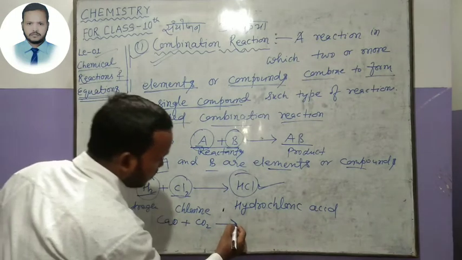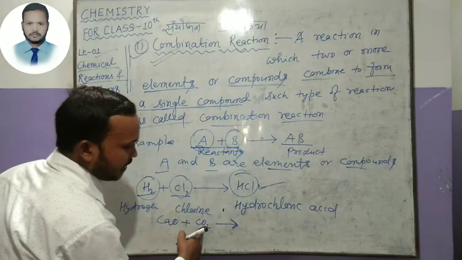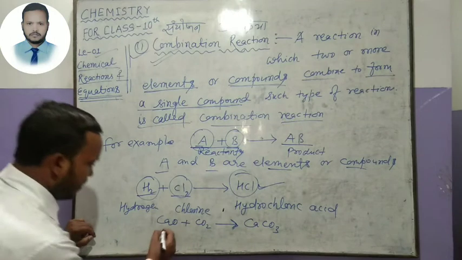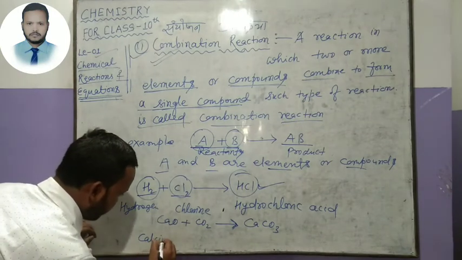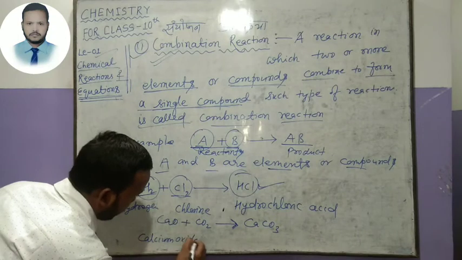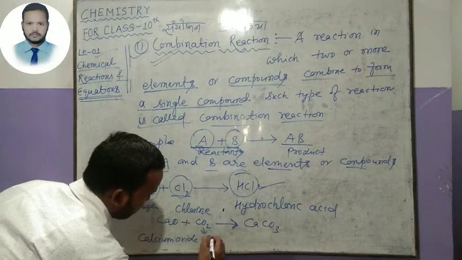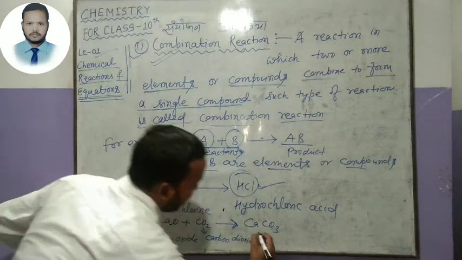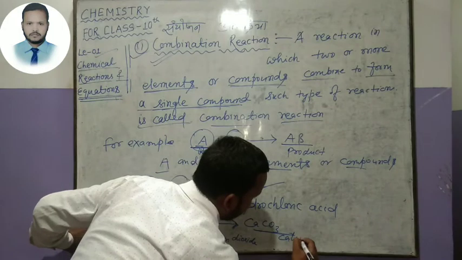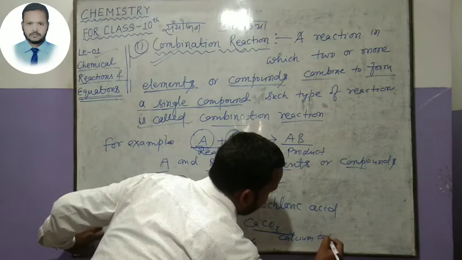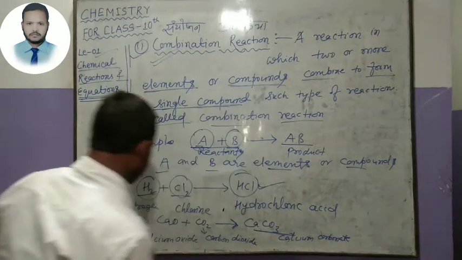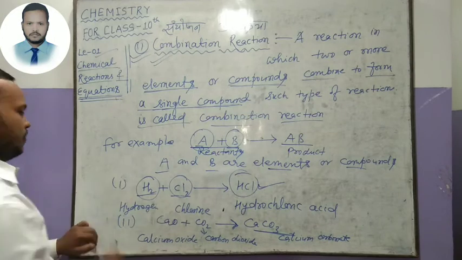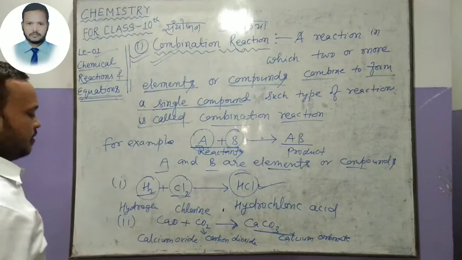compounds. When calcium oxide reacts with carbon dioxide, it forms CaCO3, calcium carbonate. This is calcium oxide, and this is carbon dioxide, and the product is calcium carbonate. This is the second example of combination reaction, and this is your first example of combination reaction.